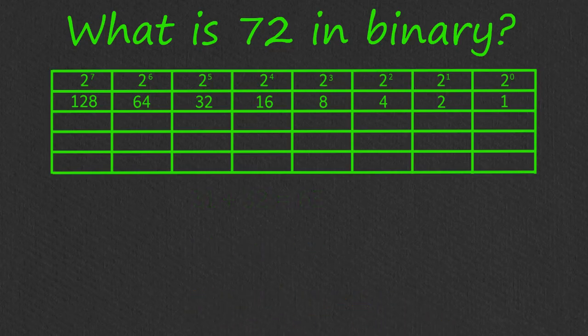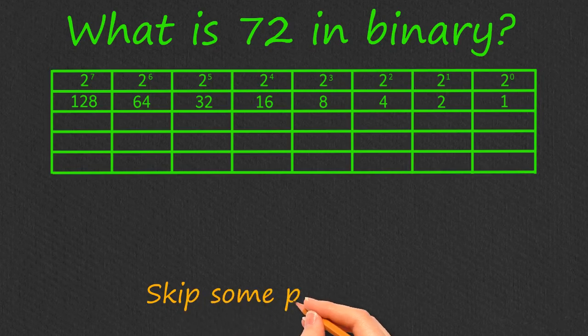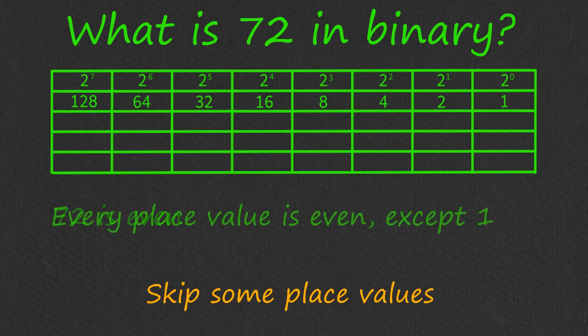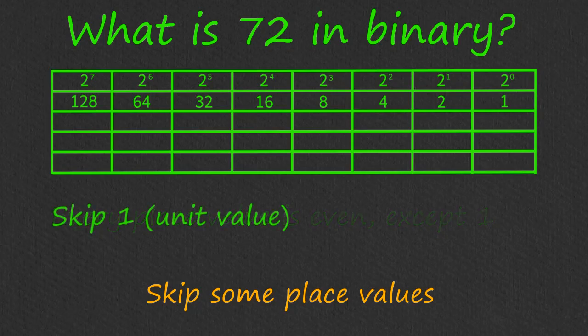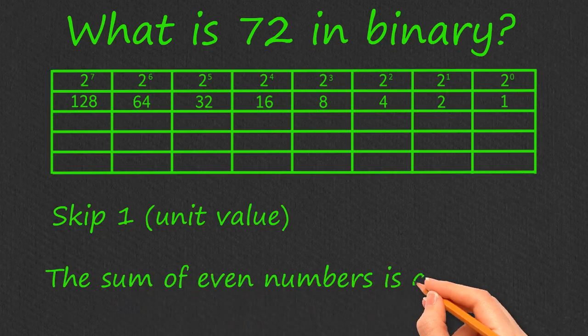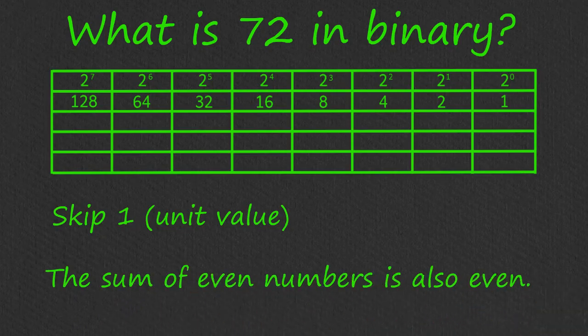So we will have to skip some of the place values we already used. But which one? Well, 72 is an even number. Every place value except the unit value is also even. So we should skip the unit value, or we end up with an odd number. You may remember that the sum of even numbers is always even. If not, go on and do a search online to convince yourself of this fact.